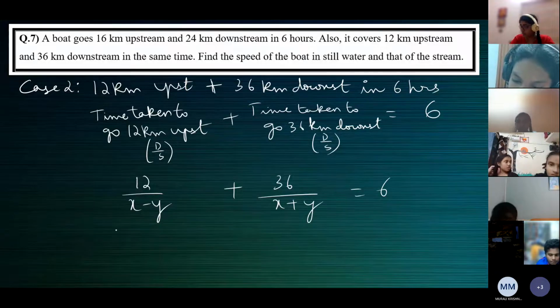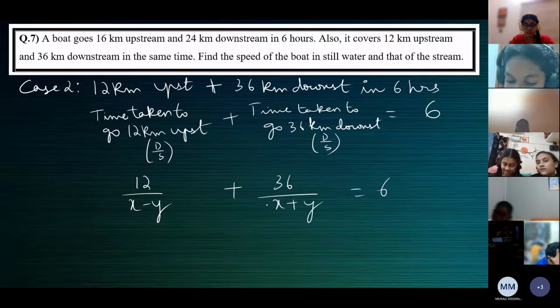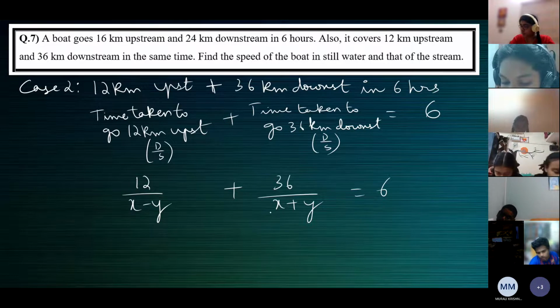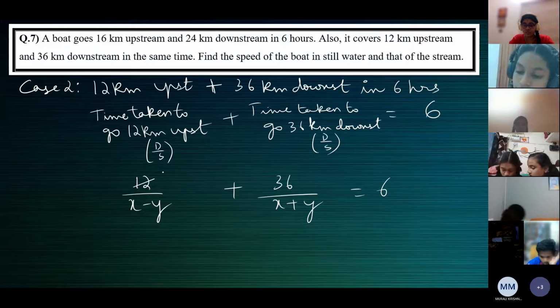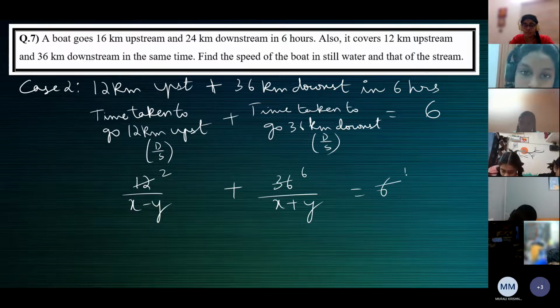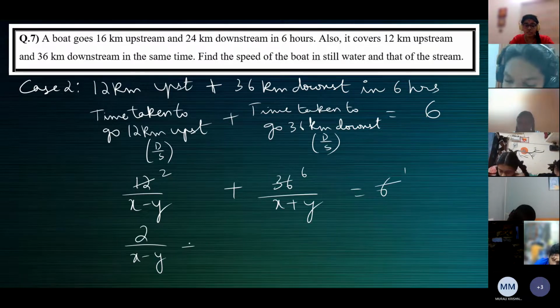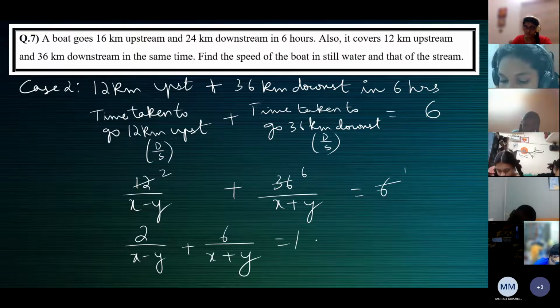12 by x minus y is the time taken upstream. This is the time taken downstream. The total time, so we are adding, because it's total time: upstream time plus downstream time. Total time is 6 hours. Now reducing the numerators by the tables of 6: 6 twos are 12, 6 ones are 6. So the equation is 2 by x minus y plus 6 by x plus y is equal to 1. This is the second equation.